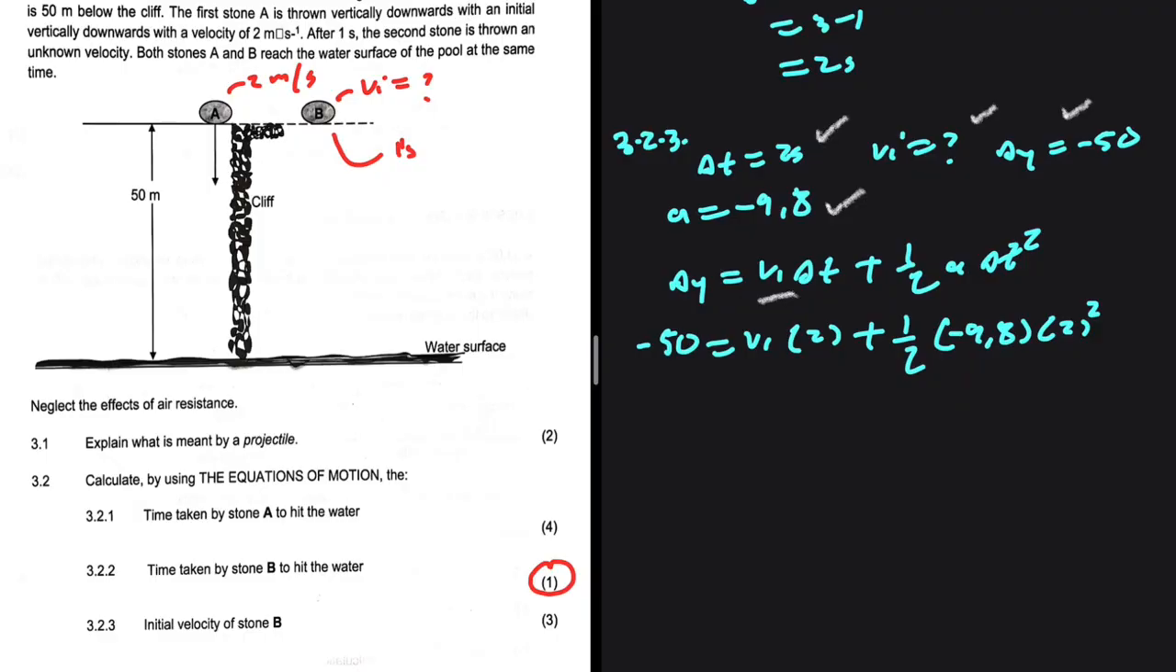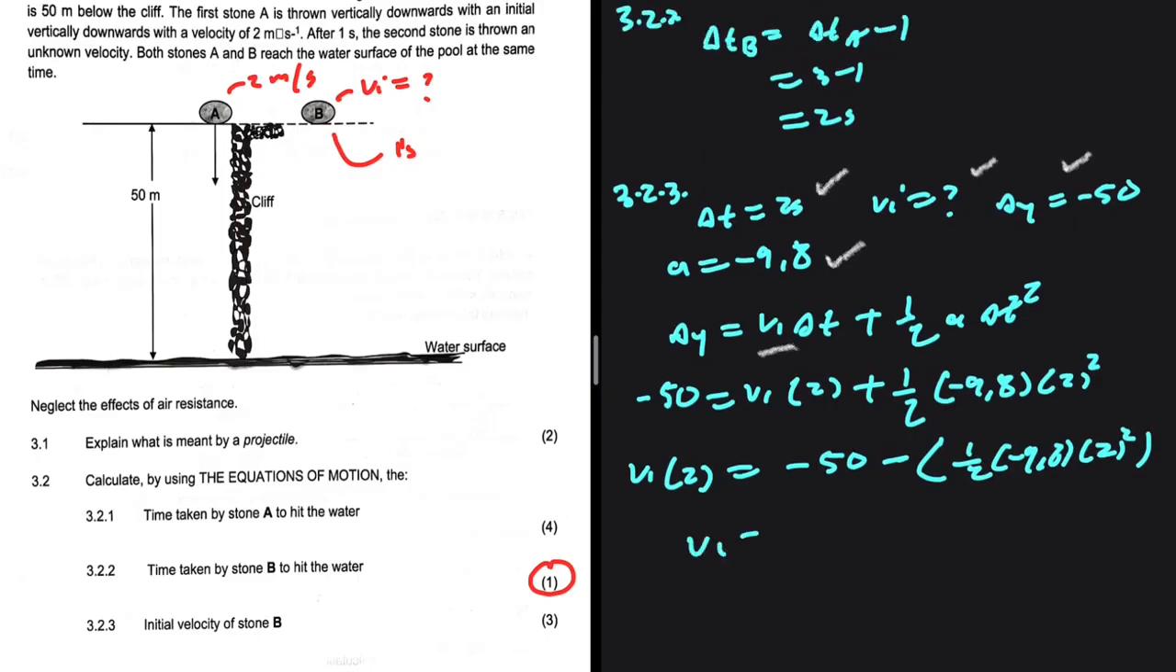So how do I set up my equations now? Vi multiplied by 2 will be equal to minus 50 minus a half times minus 9.8, the time 2 squared. If I divide both sides by 2, I'm getting Vi being equal to 15.2 meters per second downwards. The question says the velocity, so we're supposed to include the direction, just like I did there.